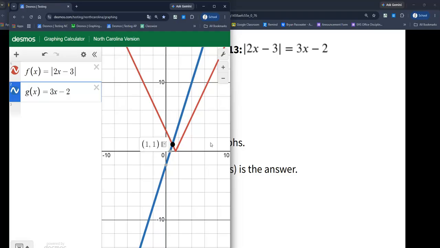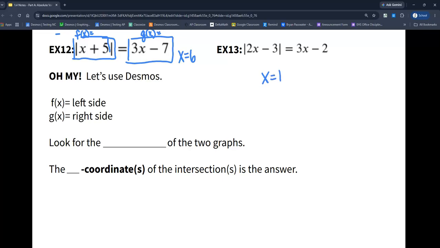All right, what are we getting for our answer? 1. I don't know about that -1. You did it by hand, and I don't know what you did, because you should get a +1. All right, you just graph it like this. You should get x equals +1. We're looking for here. We should say intersection in this blank. Intersection means where they cross.